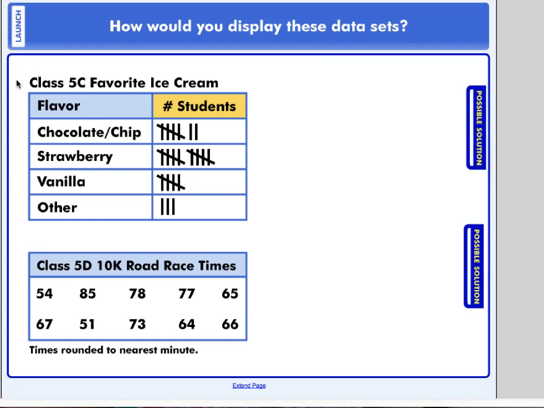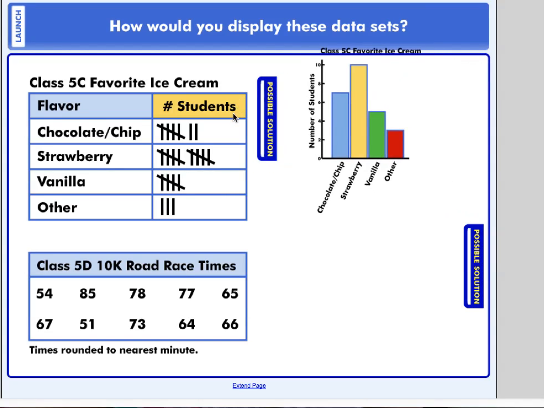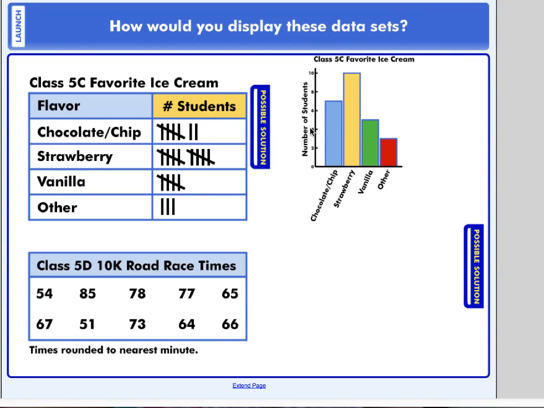Now, let's take a look at some data sets. How would you display these data sets? Here we have Class 5C, favorite ice cream. We've got a tally chart here. You'd probably think, I could display this data by making a bar graph, and that sounds like a great idea to me. You could have a different bar for each flavor and have the bars go up as high as the number of students that selected that flavor as their favorite.